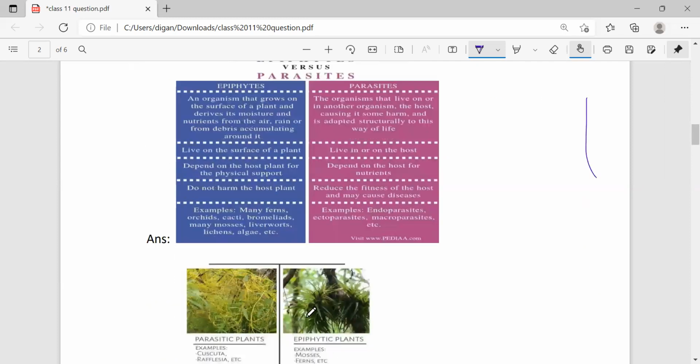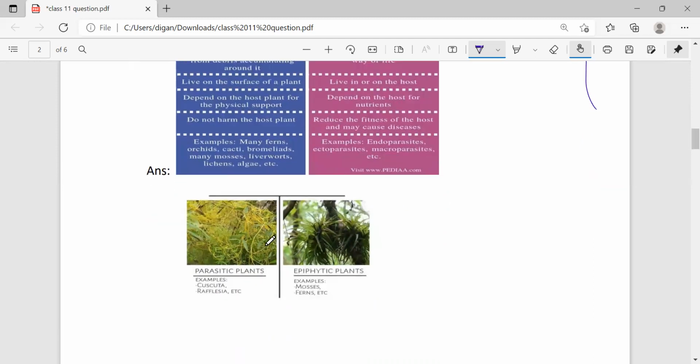Next, for examples: many ferns, orchids, etc. Here I am giving any 3 examples, but you can write 1 example, which will be sufficient. The diagram is also shown here. Suppose this is cuscuta, which is an example of a parasite, whereas this is an epiphyte. Moss, fern and orchid are epiphytes. So in the exam copy, no need to draw the diagram, just write the definitions and the examples.